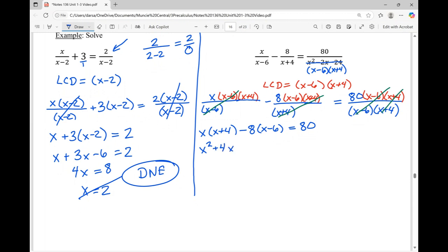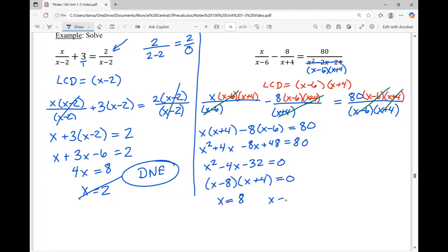So we'll distribute the x and the negative 8, get everything on one side and collect like terms, and that gives us x squared minus 4x minus 32 equals 0. Everything ends in a quadratic. We said that earlier. So how do I solve quadratics? You're going to want to first try to factor. This one does factor to x minus 8, x plus 4. So our two possible answers are x equals 8 and x equals negative 4.